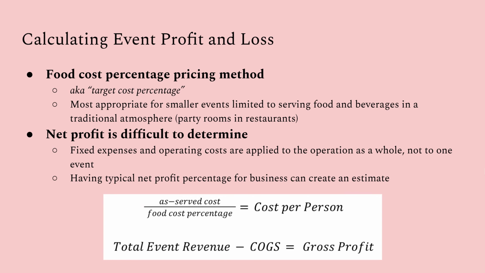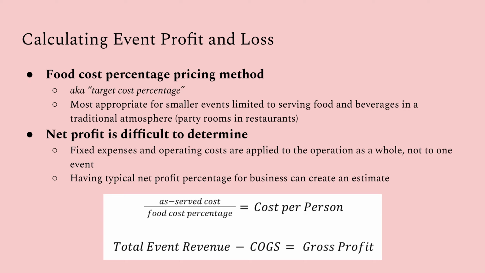So when we are calculating event profit and loss, we're going to see some food cost percentage pricing methods come back, and the contribution margin as well. So we'll talk about food cost percentage first. This also might be known as target cost percentage, and that's because it's like a target goal. This is including other aspects of the costs to make profit in the end.